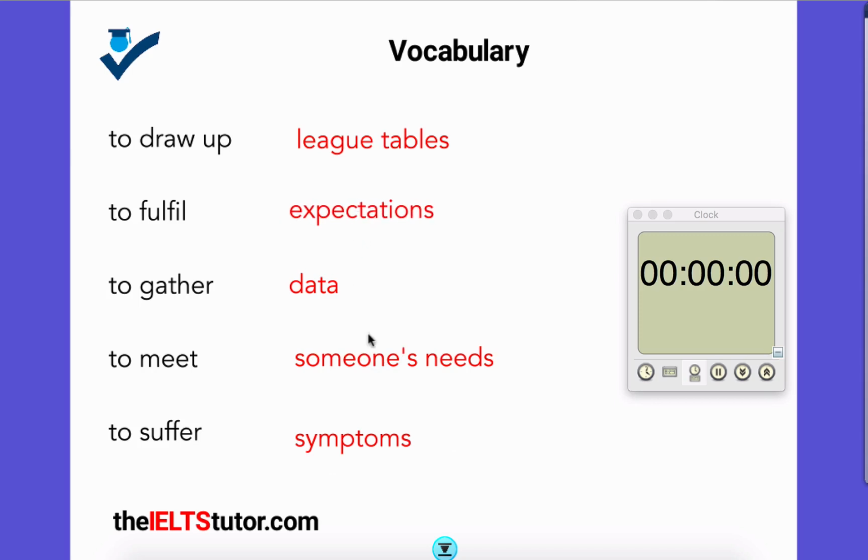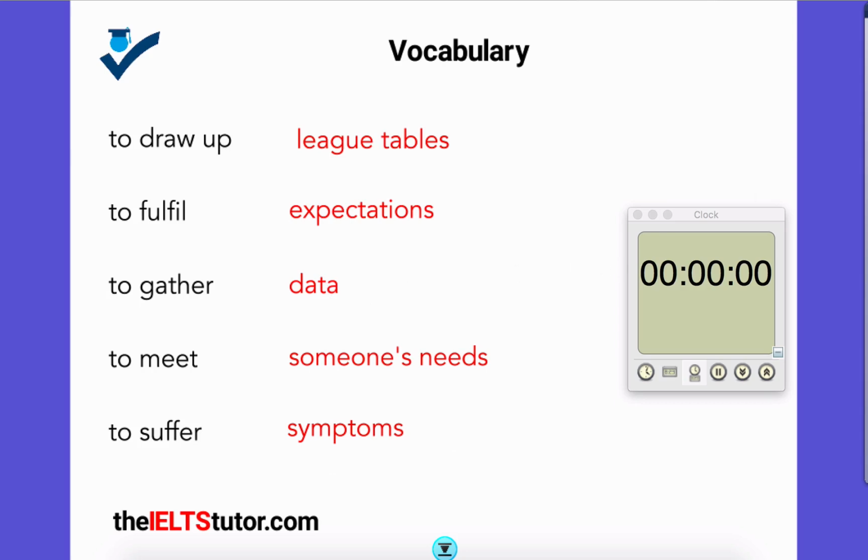You can substitute one for the other. And to suffer symptoms. Okay, so you can suffer symptoms of fatigue and so on. So how did you do there? All correct? Well done. Give yourself a big fat star for having got all the answers right.